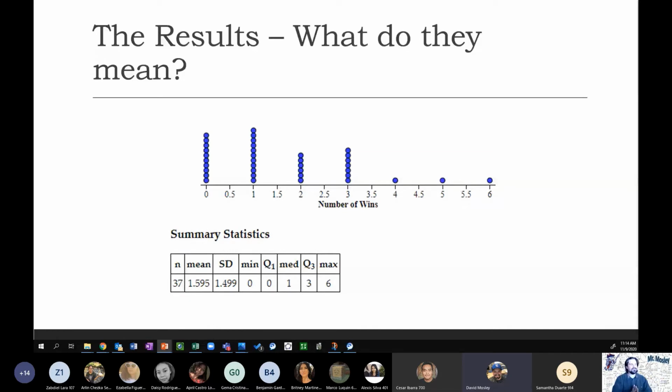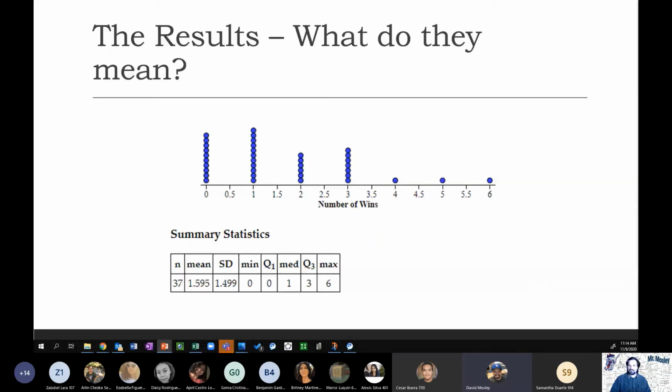If we're thinking of this as a distribution we'd want to describe, what other things could we say? The 6 is just out there, right? Someone managed to win 6 times out of 7. Someone won 5, someone won 4, right? It's skewed.